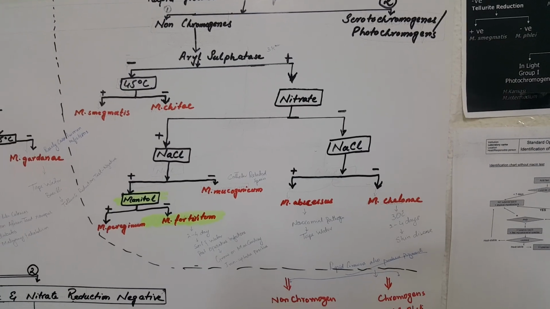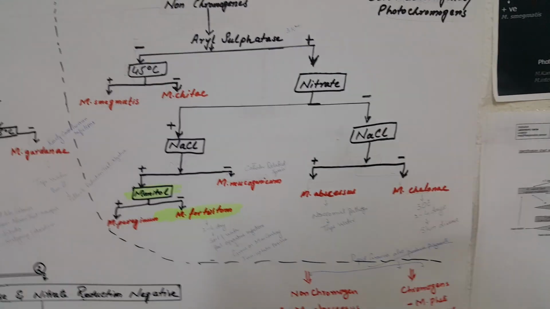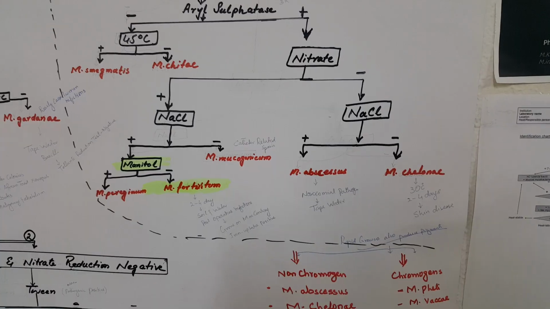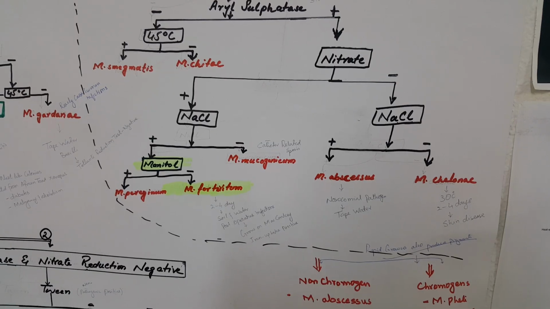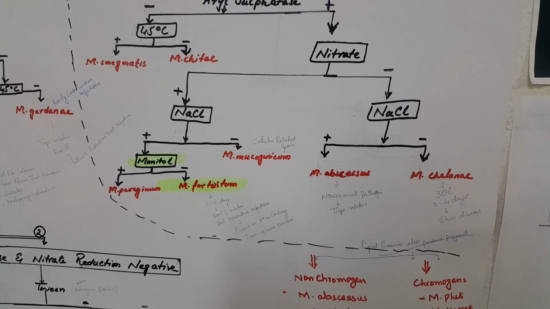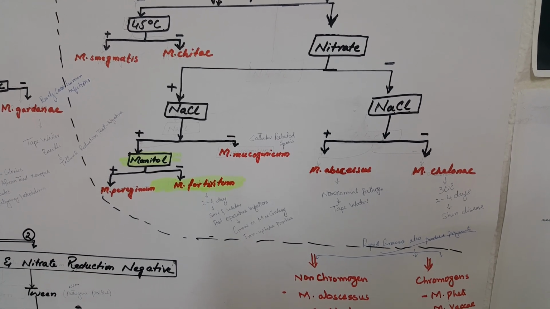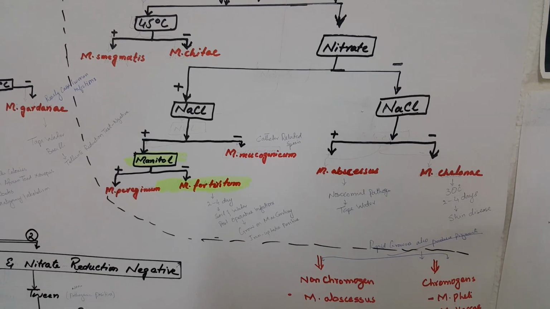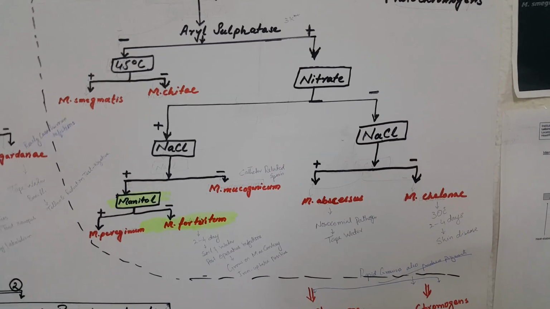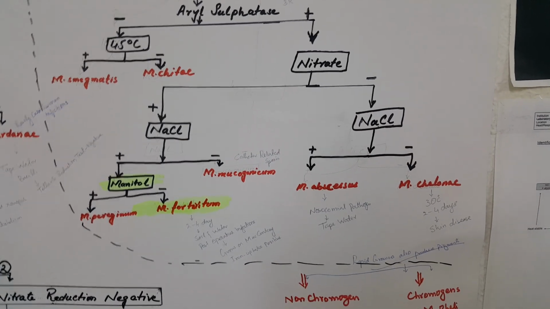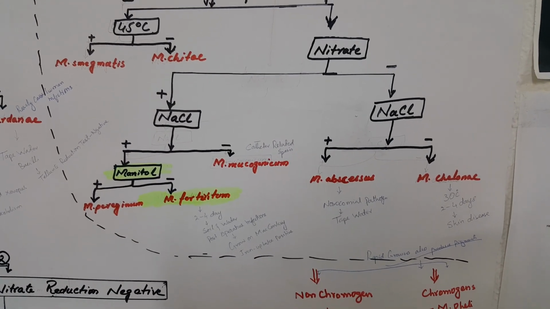If the nitrate is also positive and the organism is also able to tolerate NaCl, then we go for further tests. If the NaCl is negative, then it is M. mucogenicum, which is involved in catheter-related sepsis. If the organism's nitrate is positive and NaCl is positive, and mannitol is positive, then the suspected organism is Mycobacterium peregrinum.